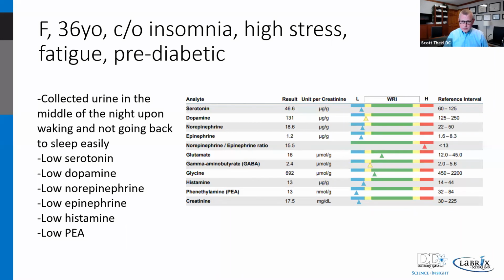What do we have? Glutamate high? Nope, that's looking nice at 16 with a reference range of 12 to 45. What about histamine high? Nope, looking nice, 13, reference range of 14 to 44. Lower 30th percentile? We're good there.